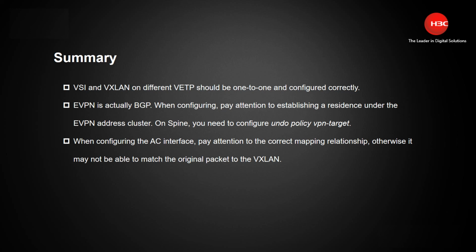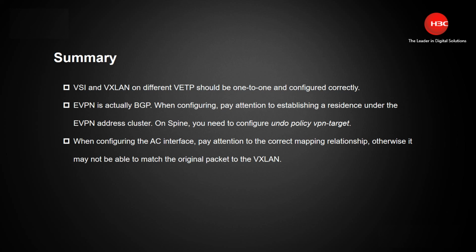Well, through the above explanation, do you have a very clear idea about the configuration process of the EVPN-based VXLAN network? Let's review the key content of the entire configuration process. Number 1. VSI and VXLAN on different VTAPs should be one-to-one and configured correctly. Number 2. EVPN is actually BGP. When configuring, pay attention to establishing neighbors under the EVPN address cluster. On the spine, you need to configure undo policy vpn-target.